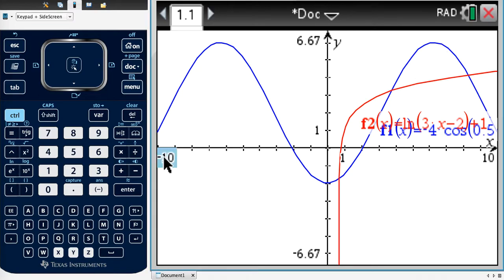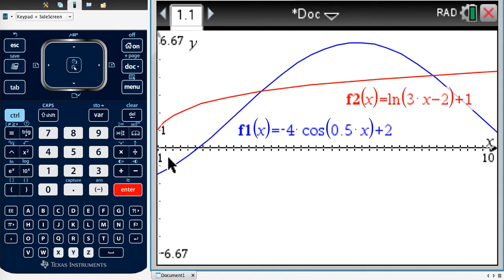Potentially we could have just changed these limits to see that a little bit more clearly. If I change that to 1, then I can actually see the graph a little bit more like it looks on the question paper. So this is the area I'm going for.